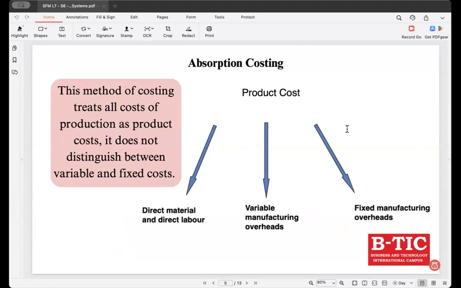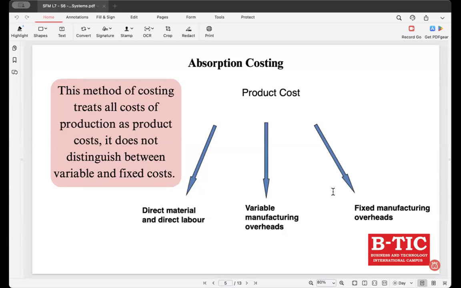Now, absorption costing: this method of costing treats all costs of production as a product cost. They consider all costs of production as product cost, meaning when they calculate the final cost of the product, they calculate all costs, including variable and fixed cost. This is called absorption costing, right? Under this method, it does not distinguish between variable or fixed cost.